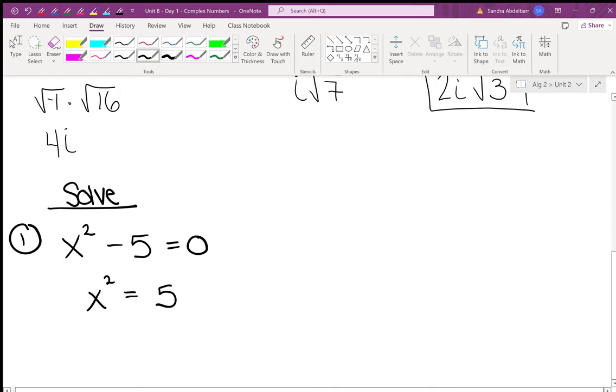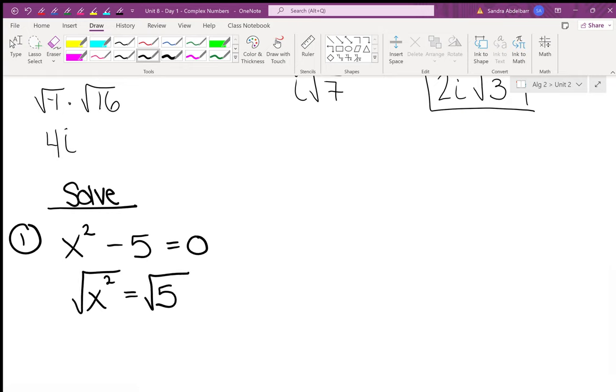Once whatever is squared is by itself, then you take the square root of both sides. Now remember, we're not simplifying, we're solving. When we're solving, what do we have to account for? Plus minus. You got it. So x will equal plus minus root 5.